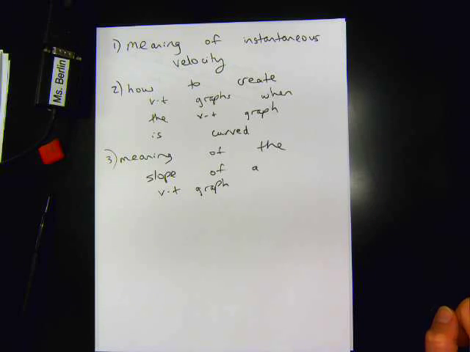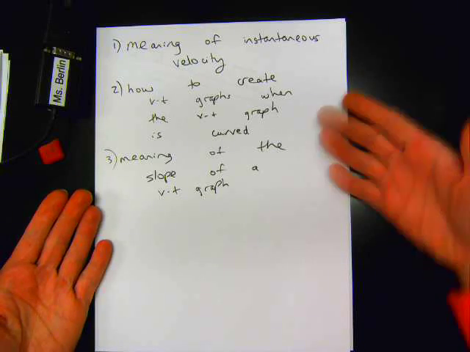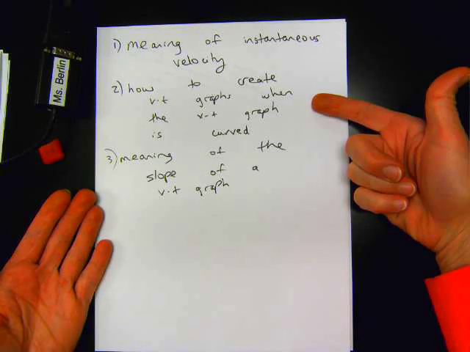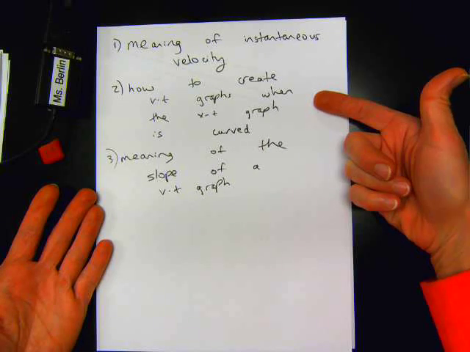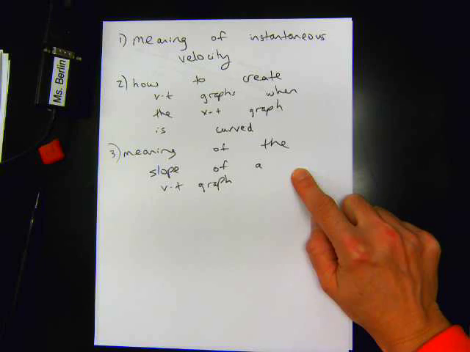There are 3 total things I'd like you to take away from this video, and here they are. Meaning of instantaneous velocity, how to create velocity time graphs when the position time graph is curved. We've done straight lines, now we're going to do curves. And what the slope on a velocity time graph means.